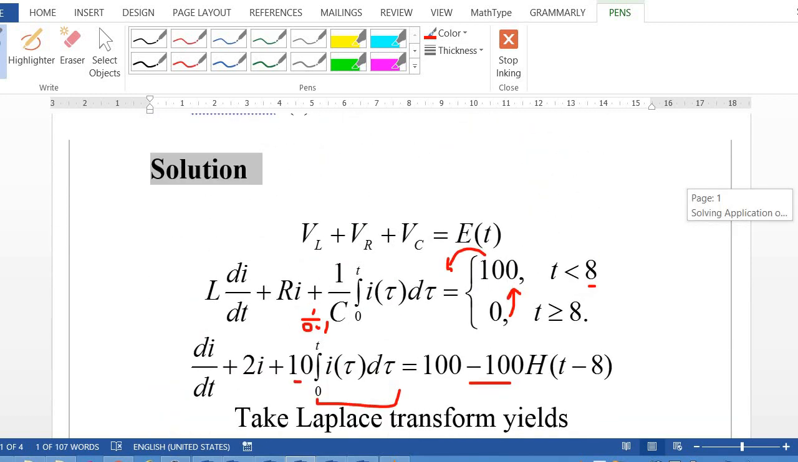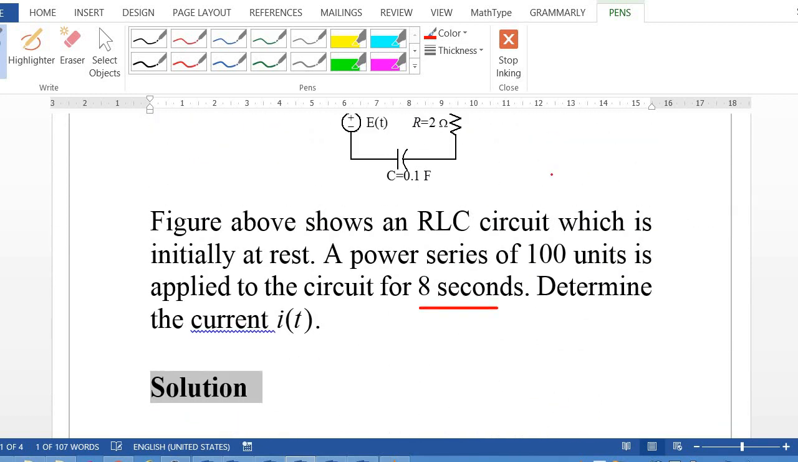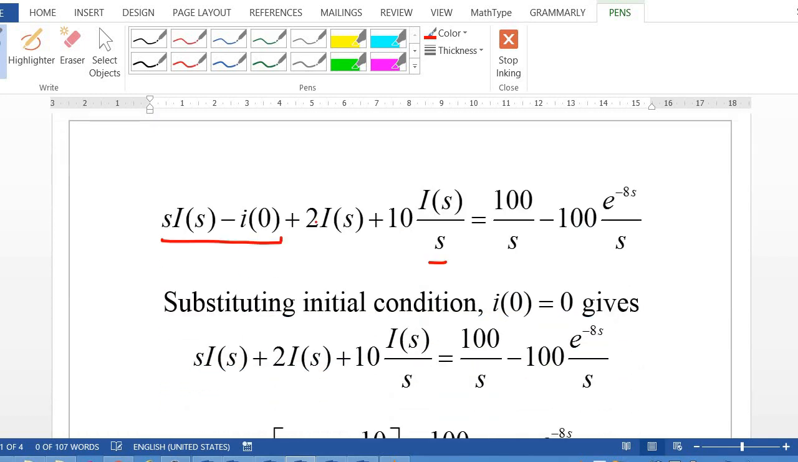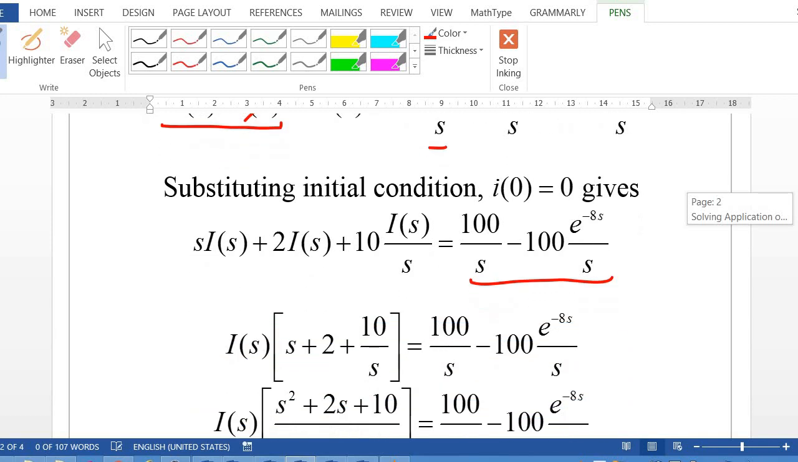As the question says, the system is initially at rest, so I(0) equals 0. Hence, the left side is sI(s) plus 2I(s) plus 10I(s)/s. The right-hand side is still the same expression. After we plug in the initial condition, we solve.